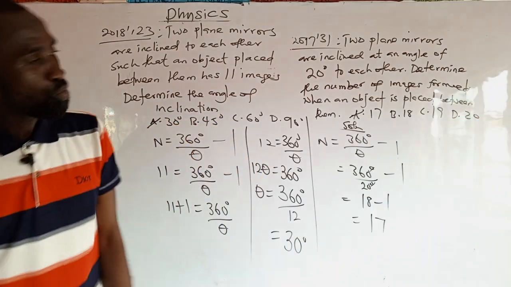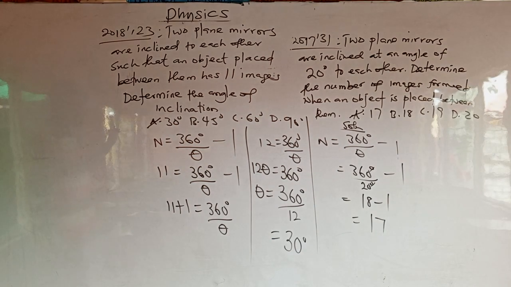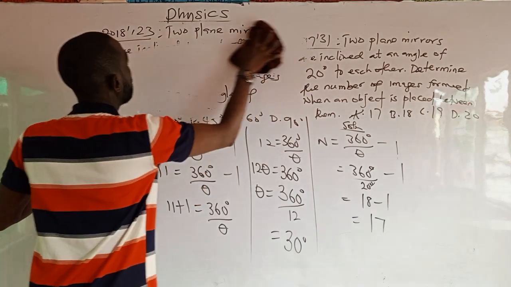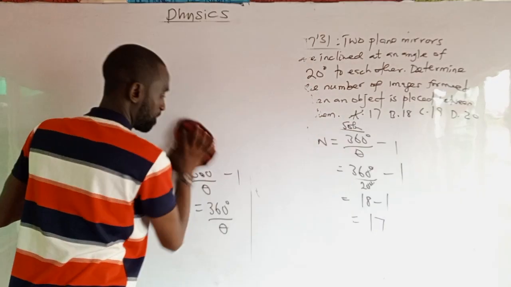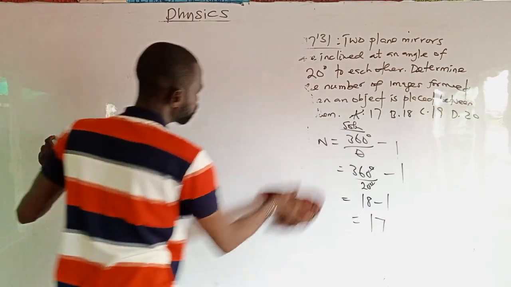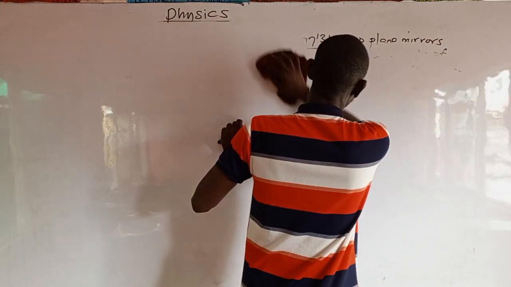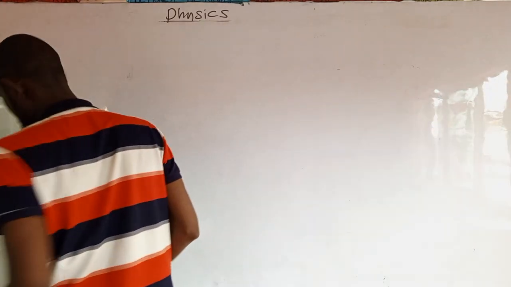So next one, without wasting our time. Let us go. Let me wipe this one off. Pay attention to this one too. You see diagrams in JAMB. Go and check the JAMB first. You see diagrams there. Total angle of deviation between inclined mirrors.